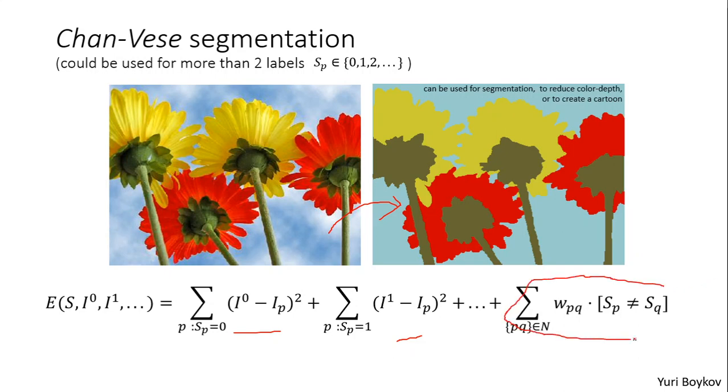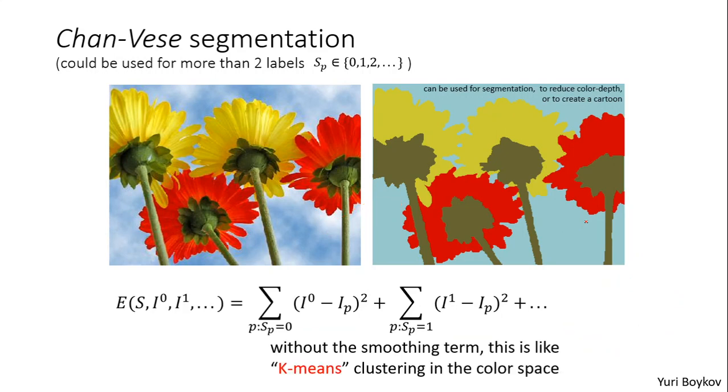Without this term, the boundaries will not try to be regular, or the boundaries will not try to be shorter in length. Therefore, the boundaries will be wiggly. It will be just like k-means clustering without that regularization term.